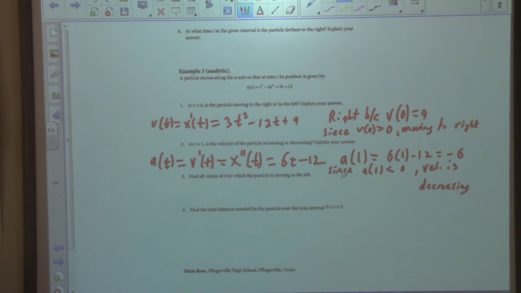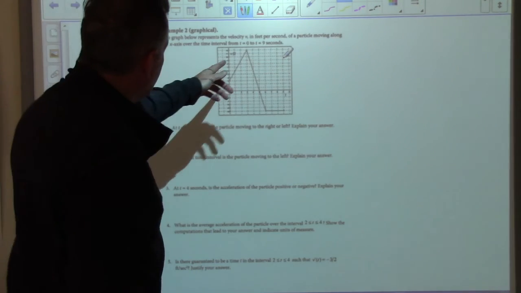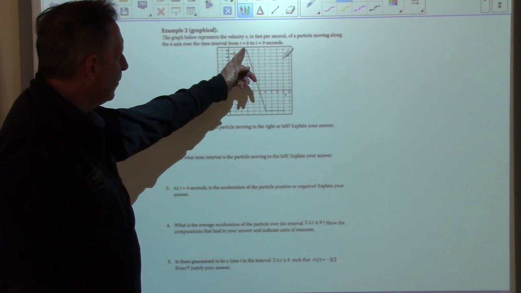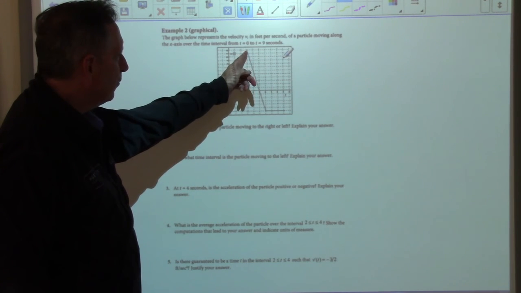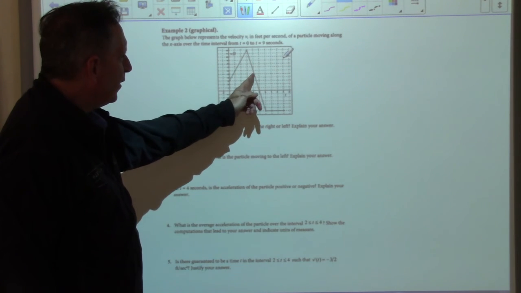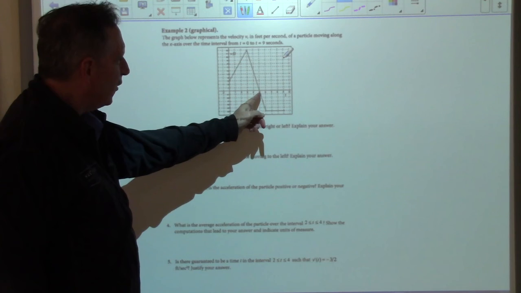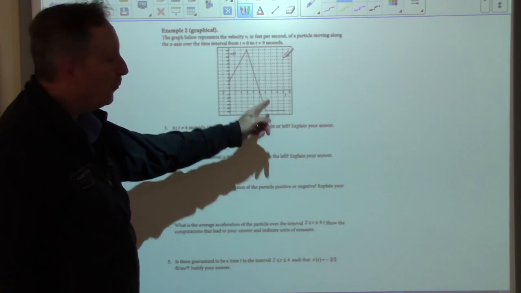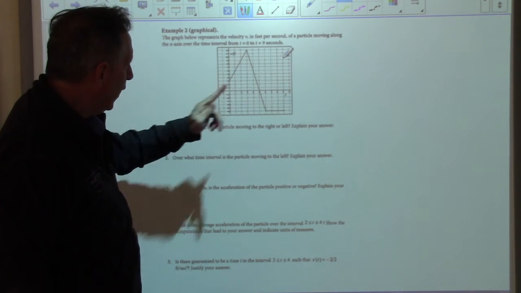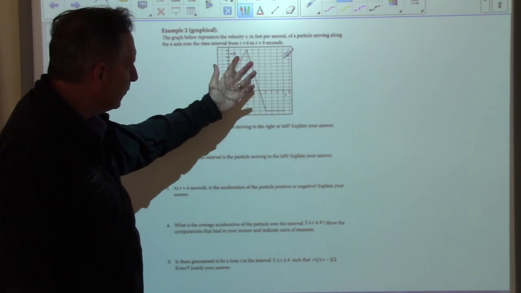And we saw that earlier, right here, when we looked at the graph, that velocity was decreasing, right? Velocity is decreasing. In fact, it decreased so much it got to 0 here, and then started going negative. But the velocity was decreasing all the way from t equals 3 down to t equals 6, I think it is.